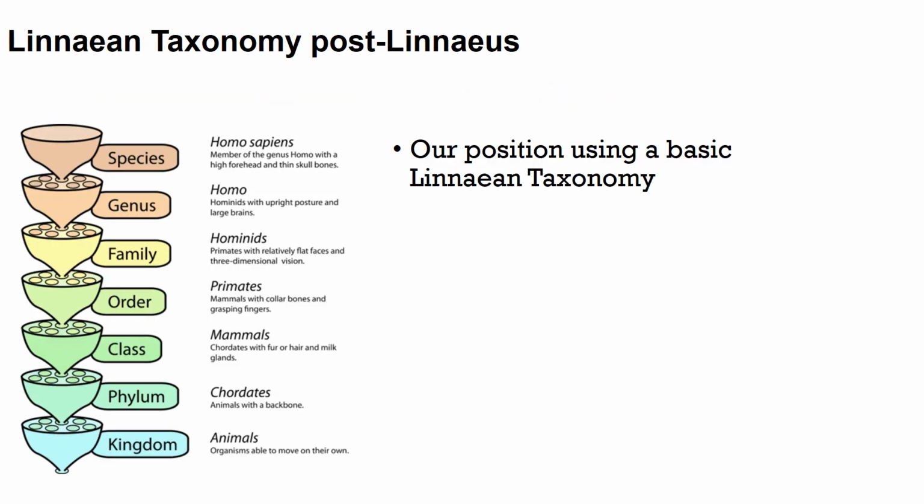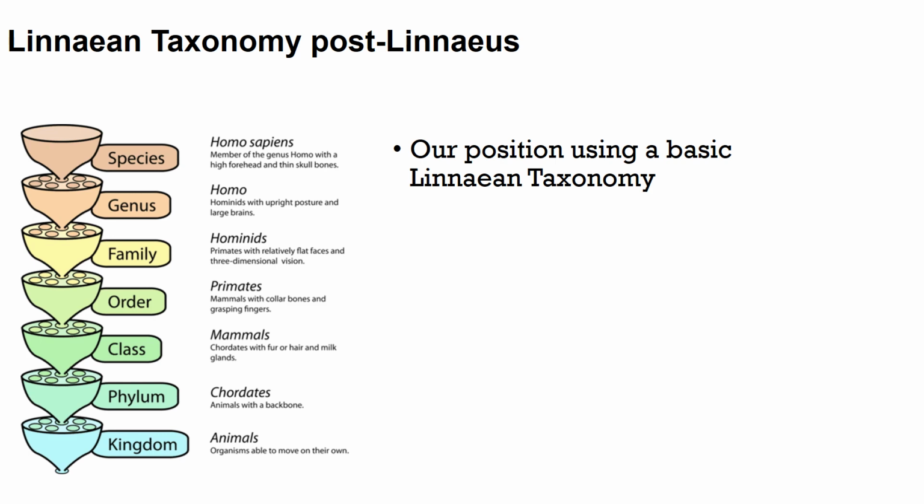Now this shows our position using the basic Linnaean taxonomy. As you saw from our previous slide, the basic Linnaean taxonomy has gotten a lot more complex. So in addition to these steps of species, genus, family, order, class, phylum, and kingdom, we've added many steps in between. So we have a subspecies, we're a suborder, we have a paraorder, etc.